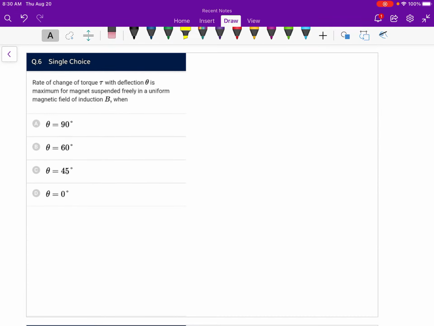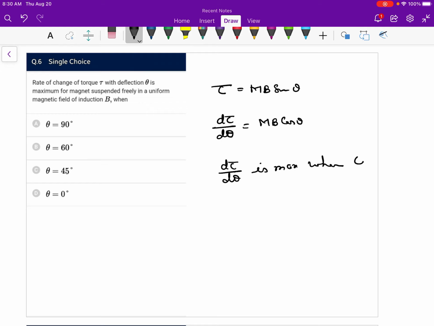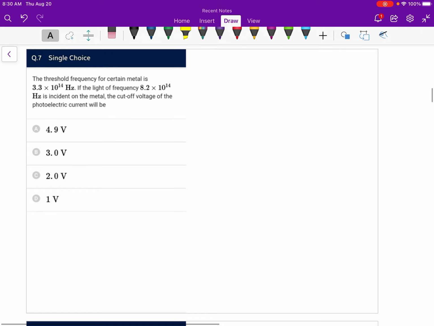Rate of change of torque with deflection theta is maximum. So torque is, guys, mb sine theta, and the rate of change of torque, that is mb cos theta. So d tau by d theta is maximum when cos theta is 1, that is theta equals 0 degree. So at theta equals 0 degree, the rate of change of torque is maximum.